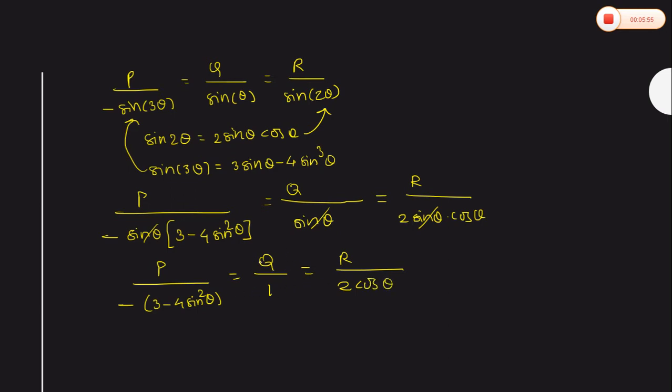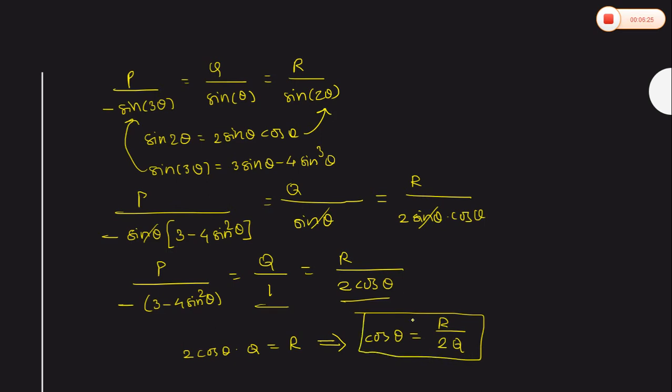Now, the middle ratio does not involve any trigonometric ratio. Therefore, I am considering this second and third ratio. I am getting 2 cos theta into Q is equal to R, and this implies cos theta is equal to R upon 2Q. Okay, so remember this value of cos theta. We can use this value in further calculation.